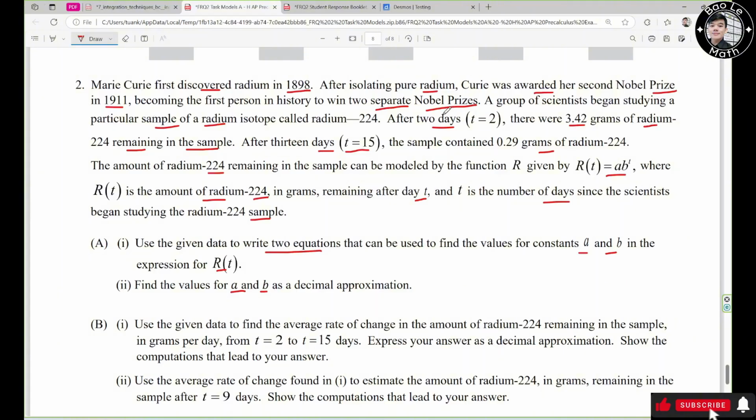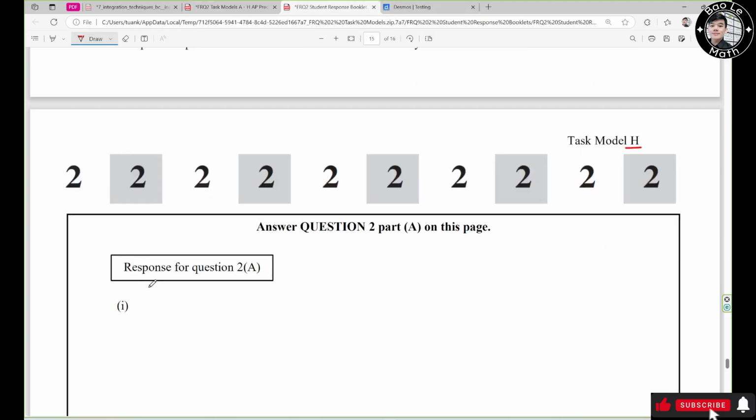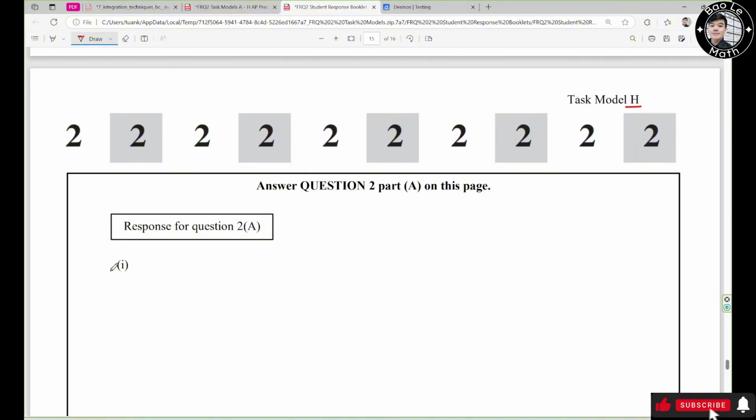So we look at this one, we have two ordered pairs. The first one is t equals 2 and it's going to be 3.42, right? Second one, t equals 15 and it's going to be 0.29. And the equation is going to be right here, right? So we write two equations. The first one is R(2) equals A B squared equals 3.42, right? Second one, R(15) equals A times B to the power of 15 equals 0.29, right?